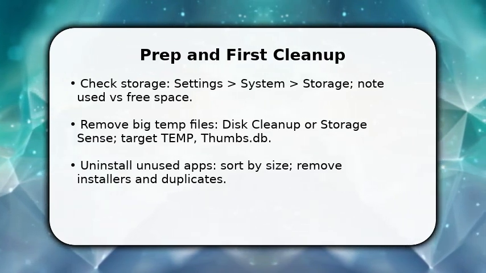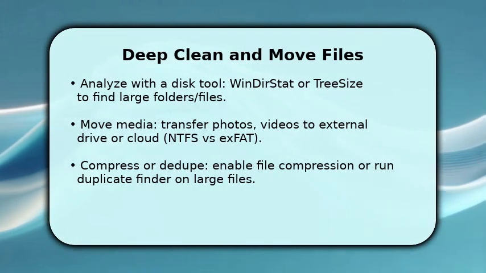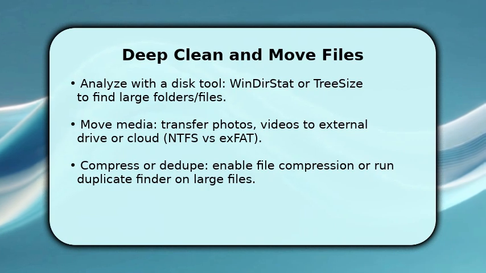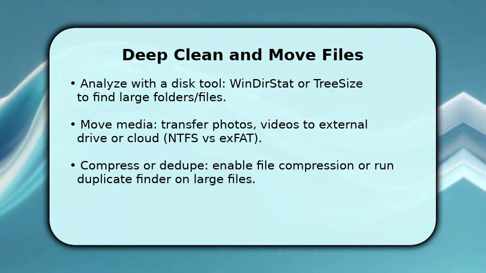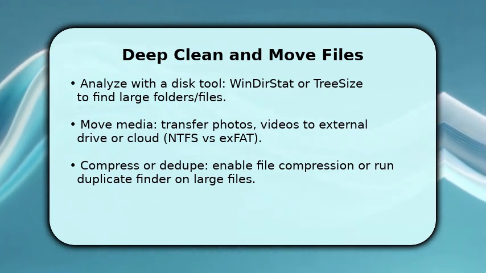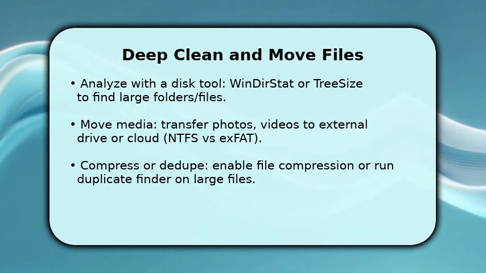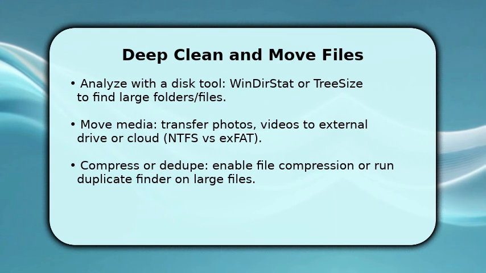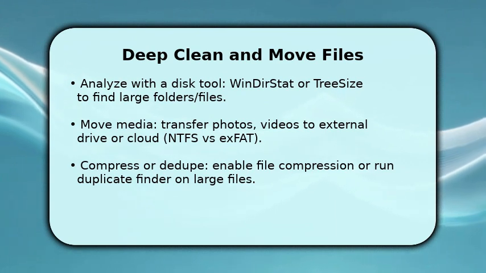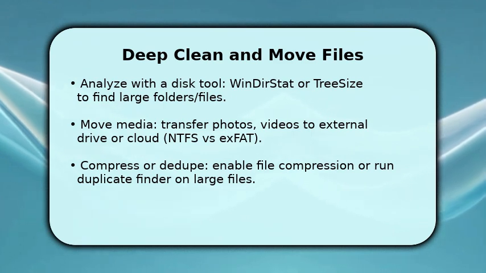Once the quick wins are done, run a disk analyzer like WinDirStat to pinpoint oversized folders and hidden duplicates so you know what to move or delete. Move bulky media, videos, raw photos, game installers, to an external SSD or cloud storage. Choose NTFS for large Windows drives or exFAT for cross-platform use. If you can't move files, enable NTFS compression selectively or run a duplicate file finder to remove redundant copies. Together, these steps reduce used space without harming system files.